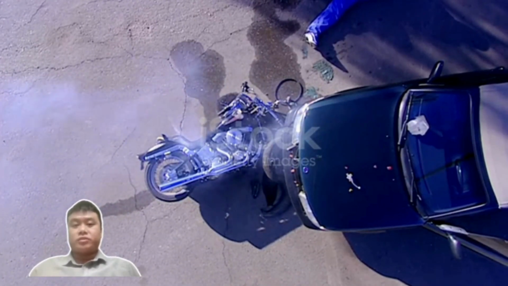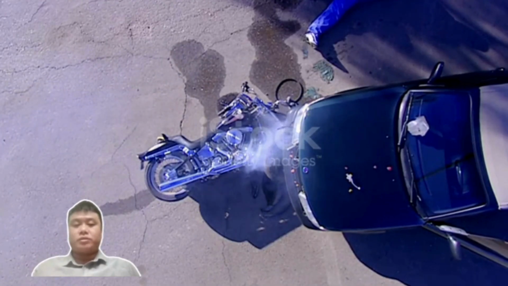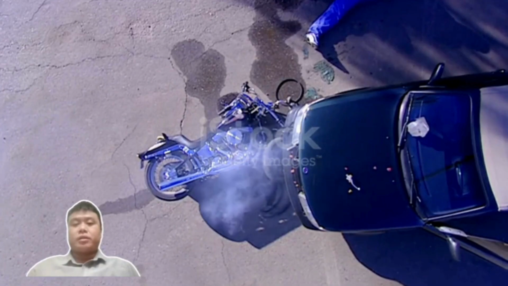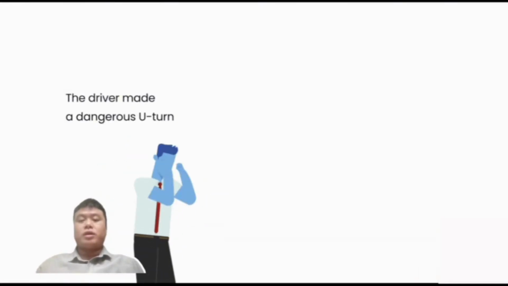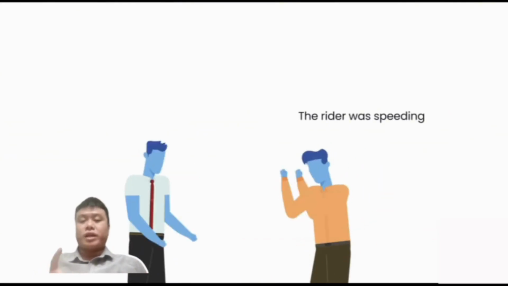The appellant suffered serious injuries and commenced legal proceedings against the respondent, claiming the accident was caused by the respondent's negligent driving. Parties gave different accounts of how the accident occurred. The appellant alleged that the respondent had made a dangerous U-turn into his lane, leaving him with insufficient time to avoid the collision. In contrast, the respondent claimed that the appellant was speeding at that moment, causing the accident.